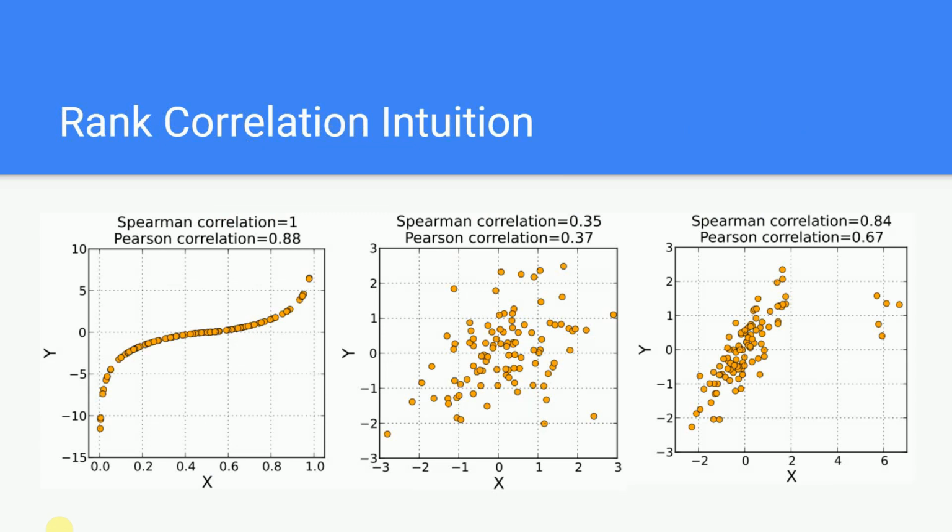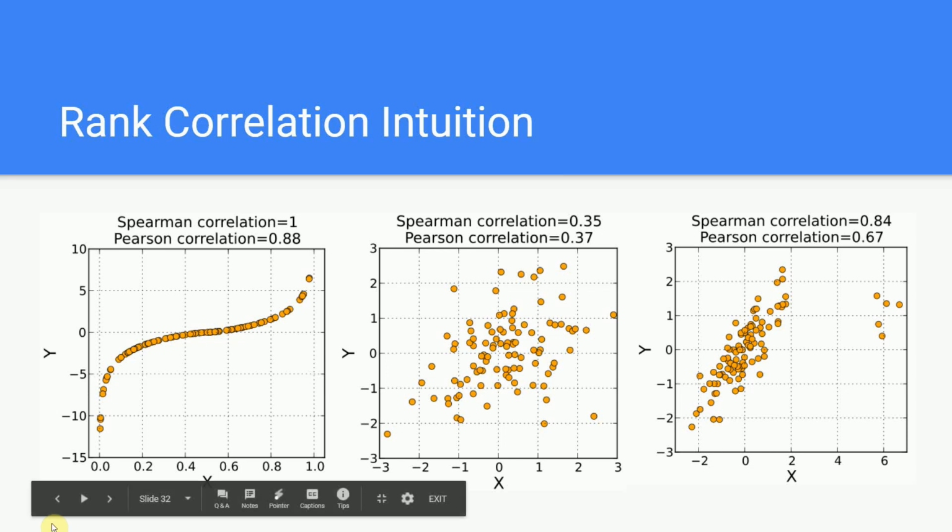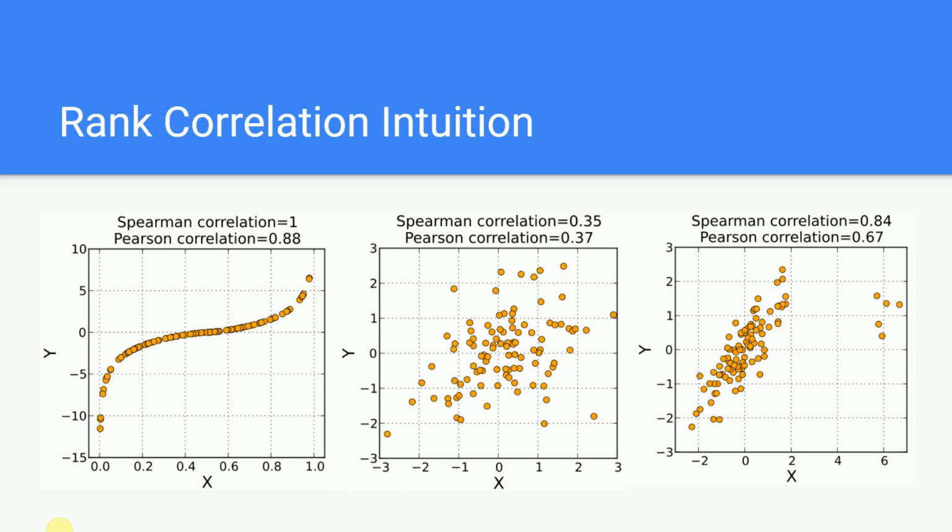So let me give you some intuition about what rank correlation means. I have these plots, and I have Spearman correlation versus Pearson. Spearman's is rank, Pearson is linear. As you can see, the rank correlation in this one is 1. That's because there's a perfect monotonic relationship. The position of the x value within the data perfectly predicts the position of the y value in the data as well, because of the order.